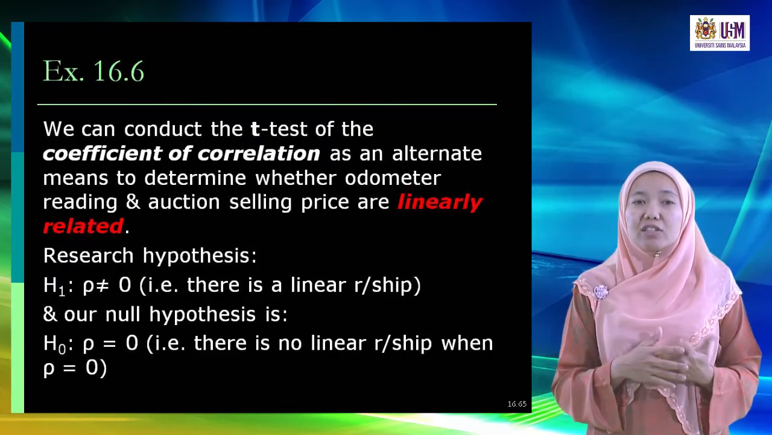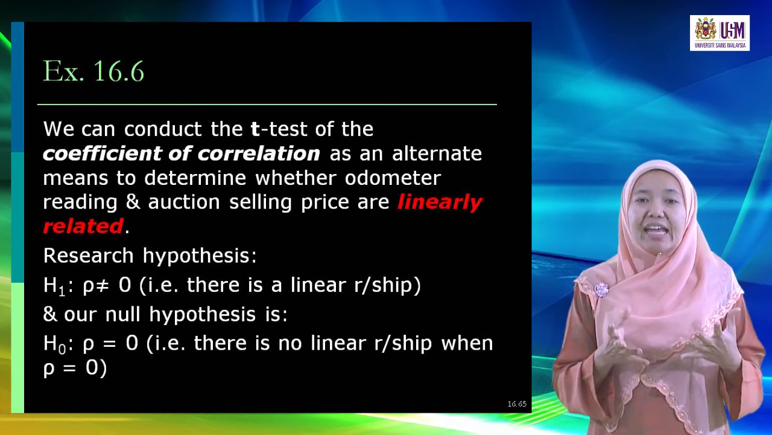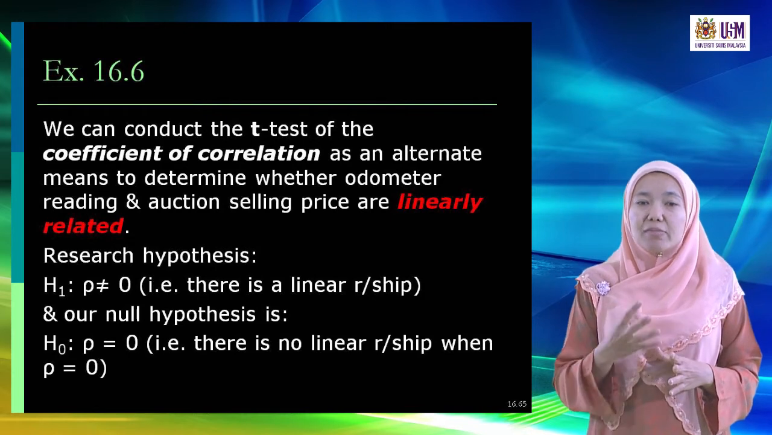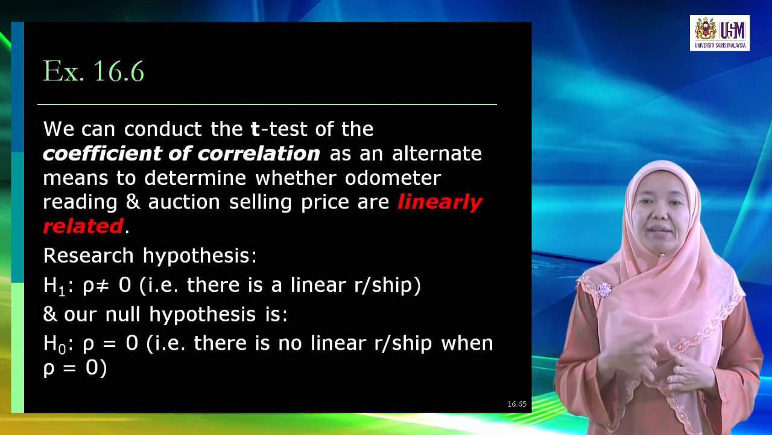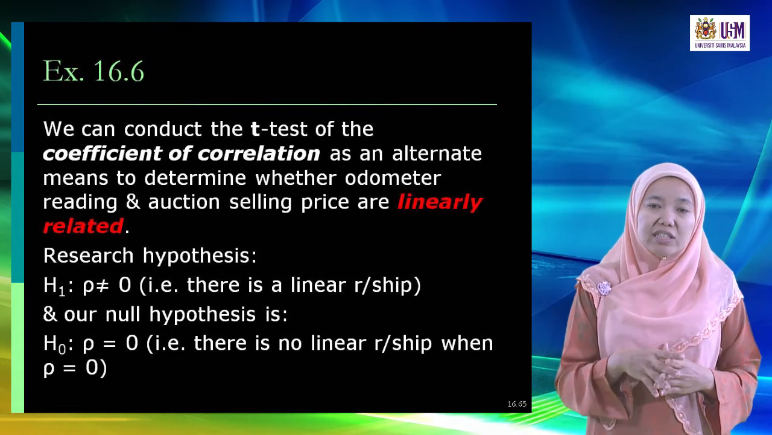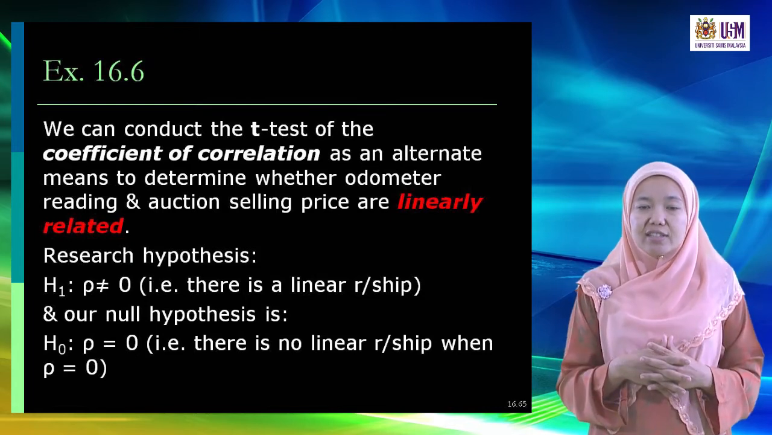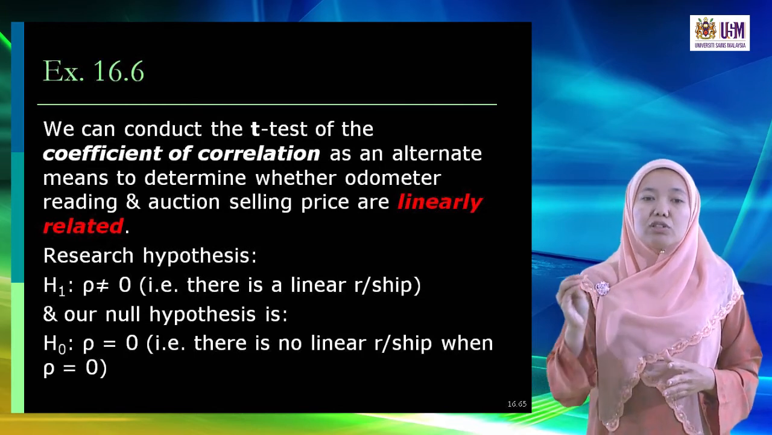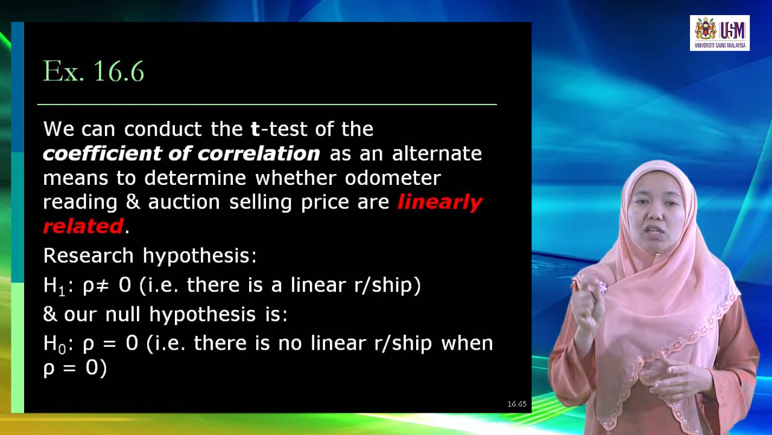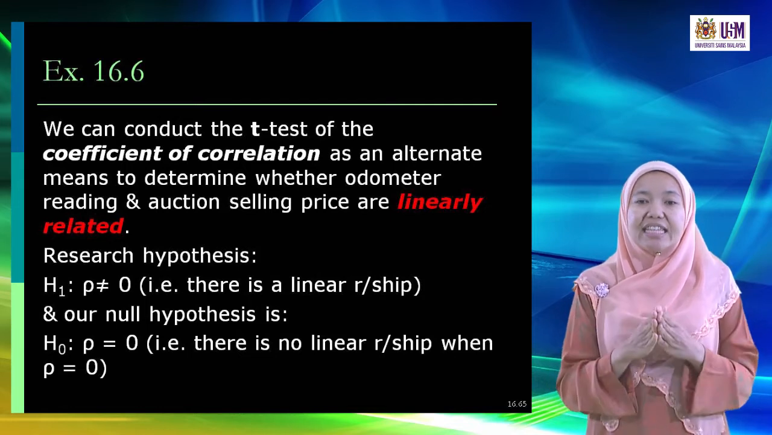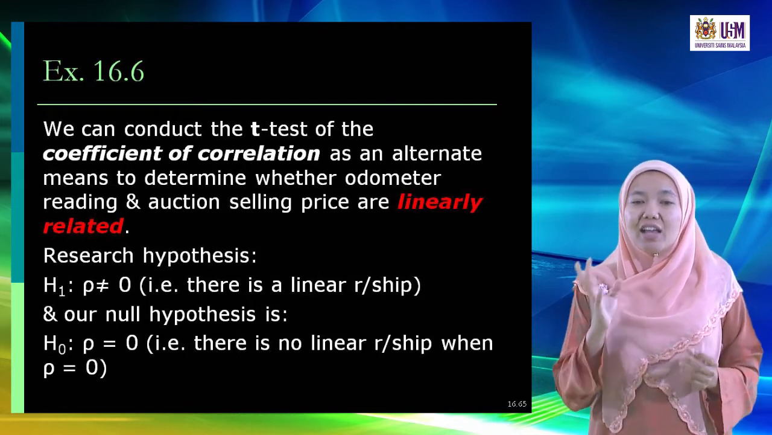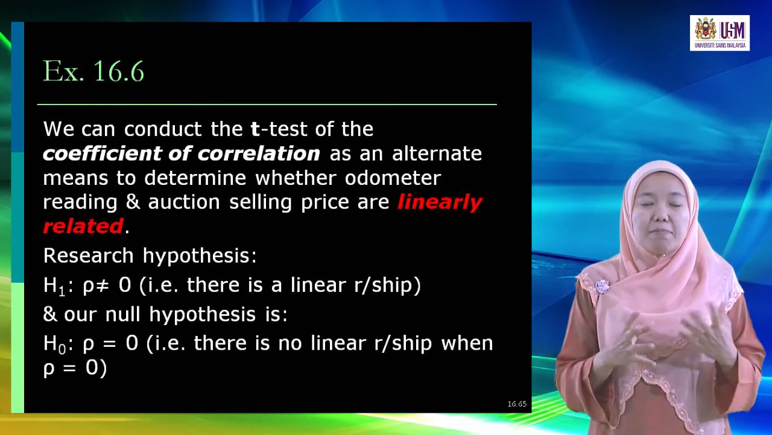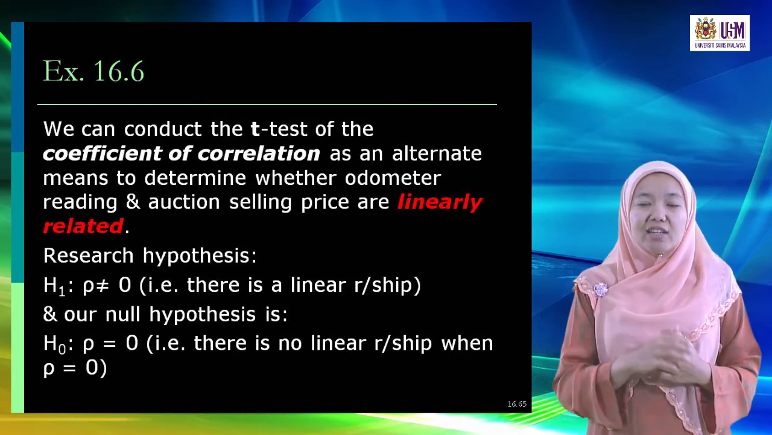This is example 16.6, where we conduct the t-test of the coefficient of correlation as an alternative means to determine whether odometer reading and auction selling price are linearly related. Your research hypothesis, H1, is rho does not equal 0. If rho does not equal 0, it means that there is a linear relationship. The null hypothesis, H0, is rho equals 0, so there is no linear relationship.